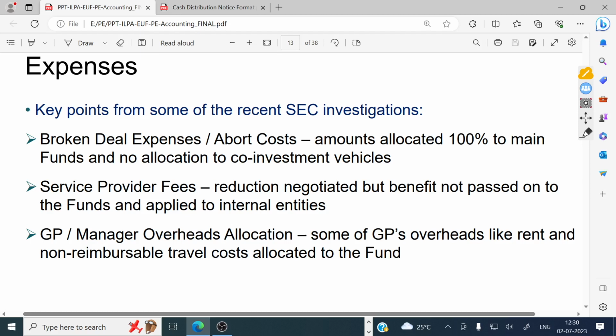Main funds you can allocate it, not to the co-investment. It means if you see any sub investment portfolio, you cannot allocate that. Fund level you can apply to the fund level. Service provider fees reduction negotiated but benefit not passed on to the funds and applied to the internal entities. General and fund manager overheads allocation: some of the GP's overheads like rent and non reimbursable travel cost allocated to the fund. So all expenses that you can allocate to the funds or partnership or organizations.